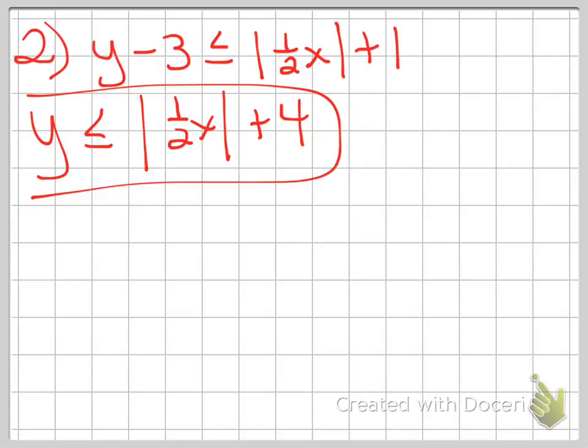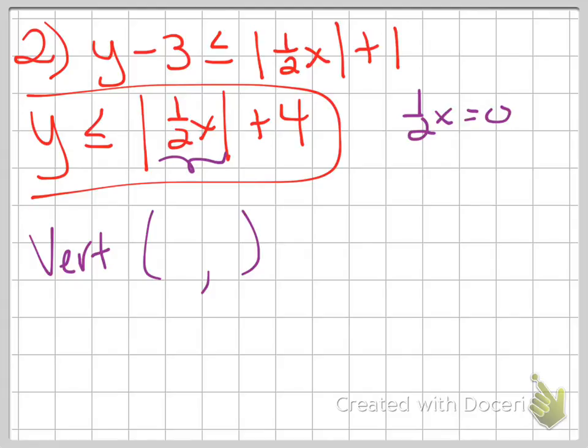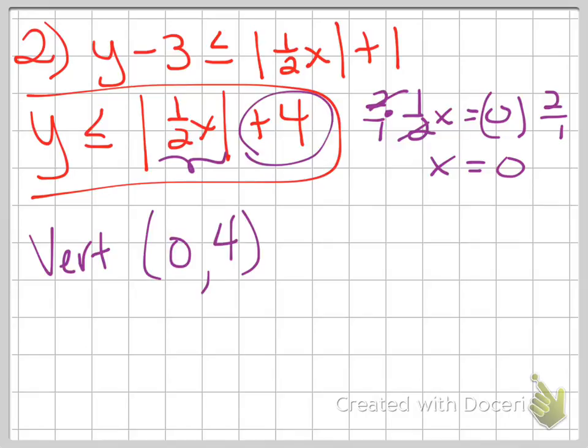Now please note that the coefficient for x is not a positive 1, so I cannot do a translation at all. So we have to go back to 2.5 where we had to find the vertex and such. So first we're going to find the vertex. And remember, you set the guts of the absolute value equal to 0 because that is a distance from 0. So I would divide by 1/2, or in other words, multiply by 2/1. And then I get x equals 0. And remember that the y value is just the c value that's tacked on to the end of the absolute value.